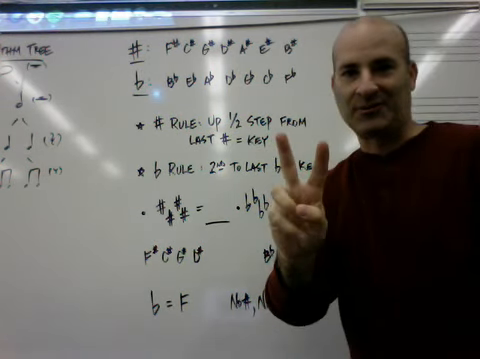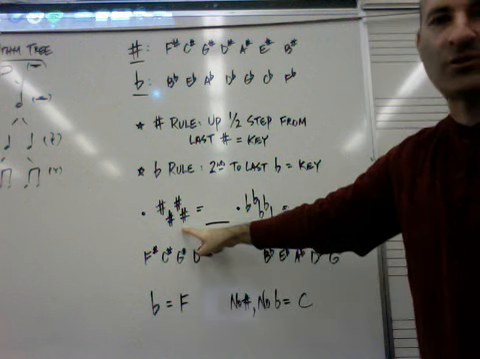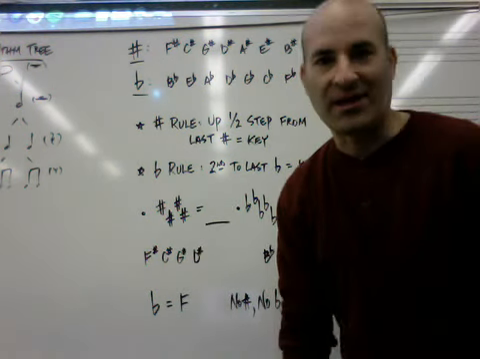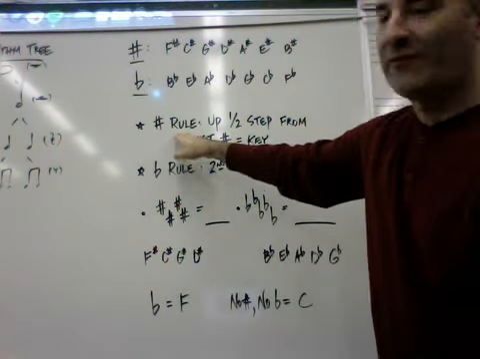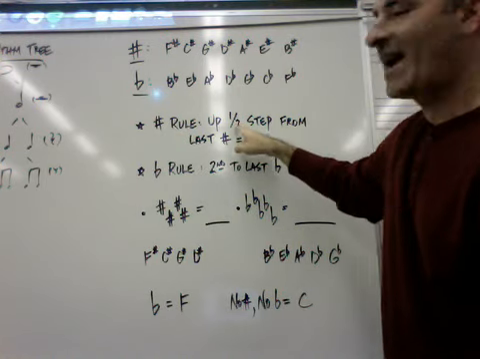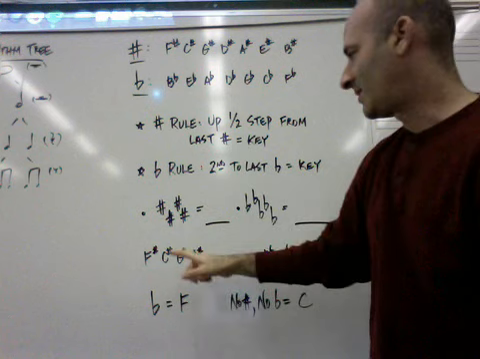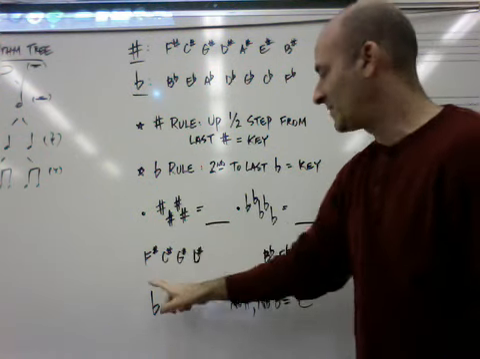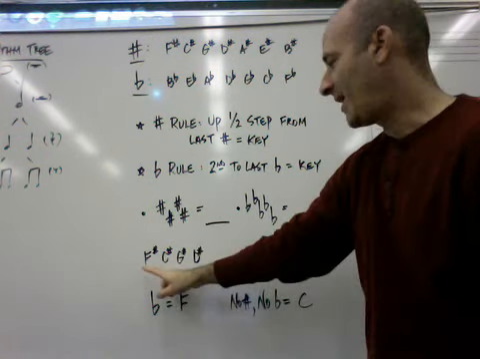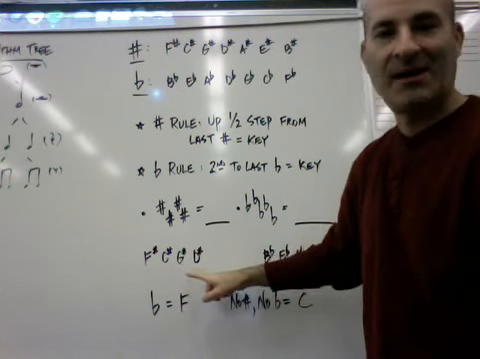Let's take 2 examples. Here we go. We have 4 sharps in our key. What major key are we in? Remember, the rule for finding sharps tells us we need to go up 1/2 step from the last sharp. So here's the last sharp. I took all 4 sharps and I listed them in order: F sharp, C sharp, G sharp, and D sharp.